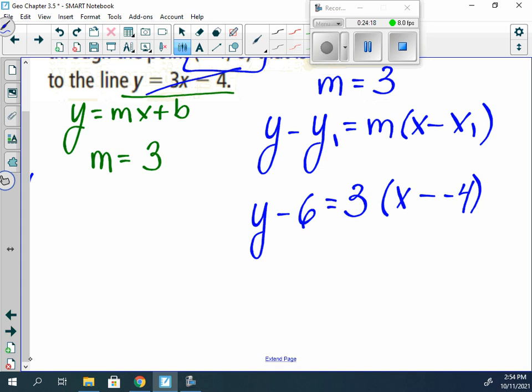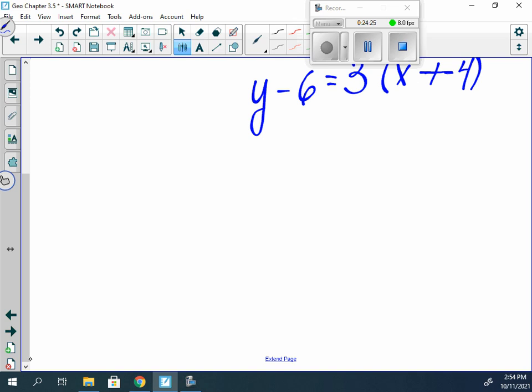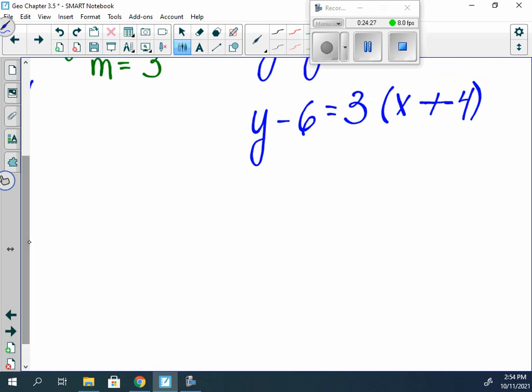Well, here the minus negative 4 is the same as x plus 4. Now the first thing we can do to get y by itself is to distribute the 3, because we can add 6 here next. 3 times x is 3x, and 3 times positive 4 would be plus 12.